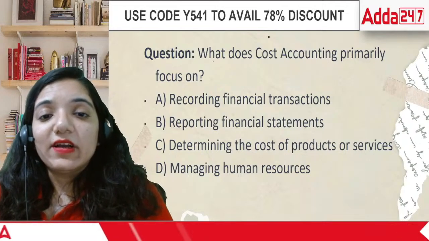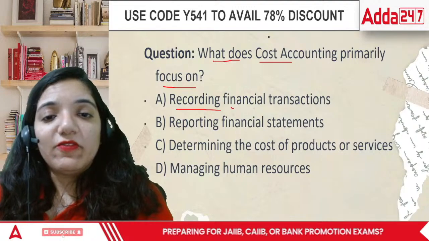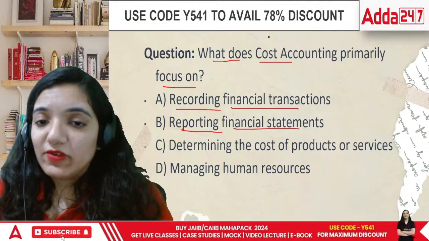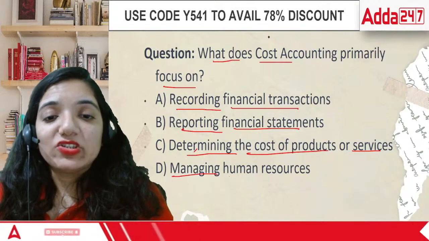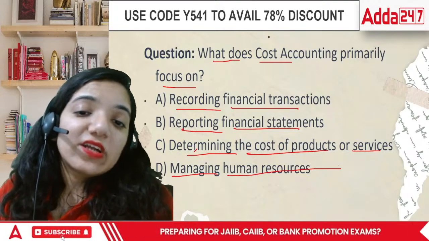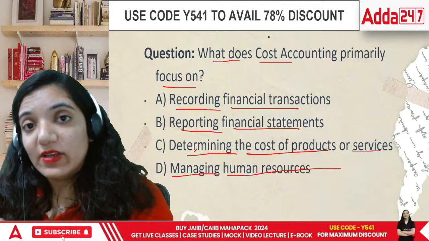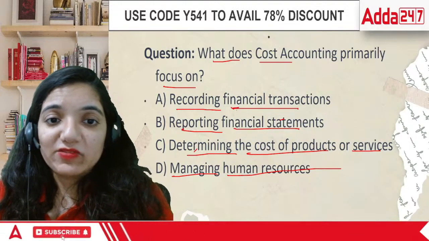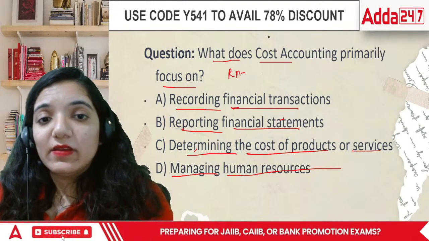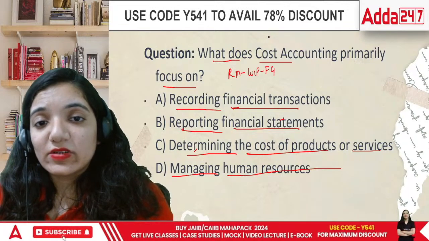Now, what does the cost accounting primarily focus on? Recording of financial transactions, reporting of financial statements, determining the cost of the products or services, or managing the human resources. Cost accounting is related to the exclusive cost of production only. Be it services or be it products. In terms of products, we get raw material, then we have work in progress, and then we make finished goods.